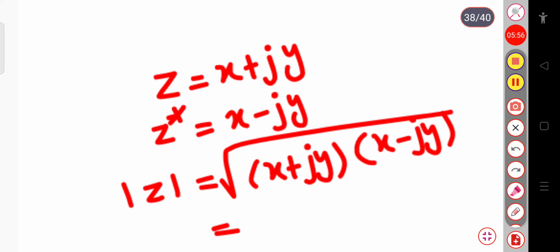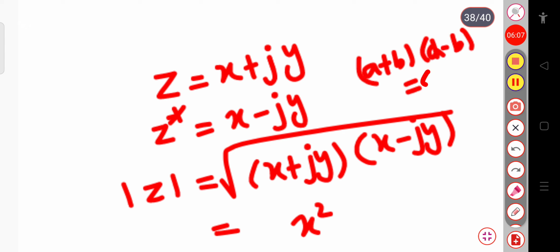So in the place of x, it is simply x square. In place of a, here I want to write a plus b into a minus b. So this is equal to a square minus b square. So in place of a, it is x. So this will be x square minus, this will be jy whole square.